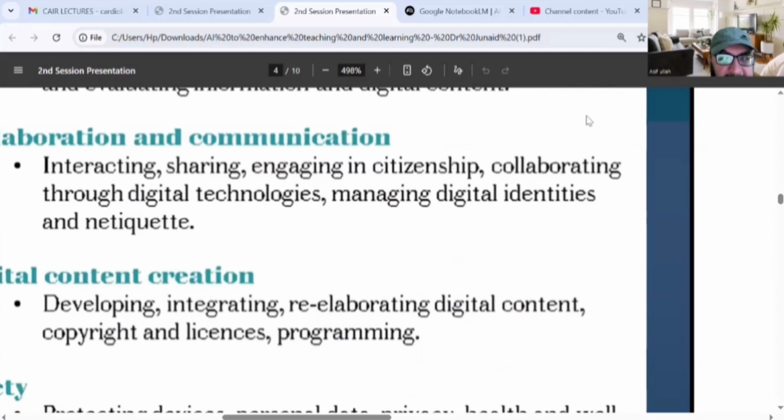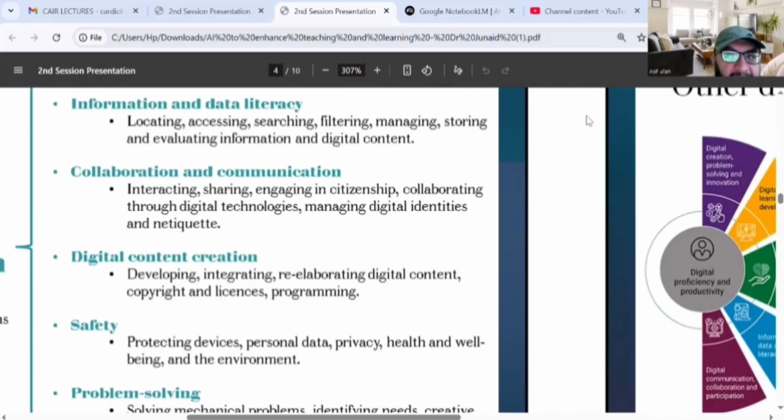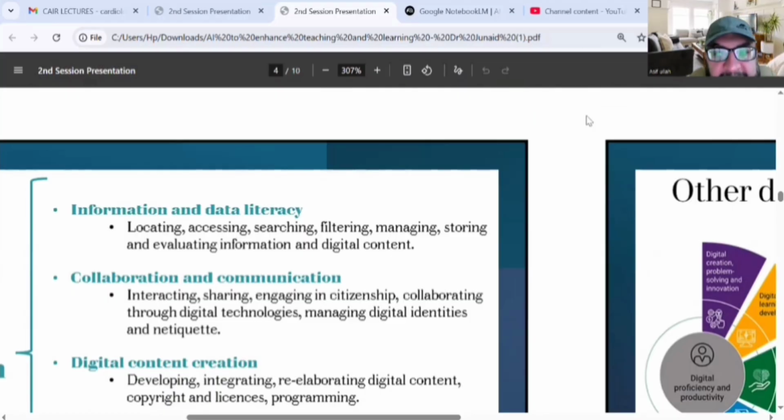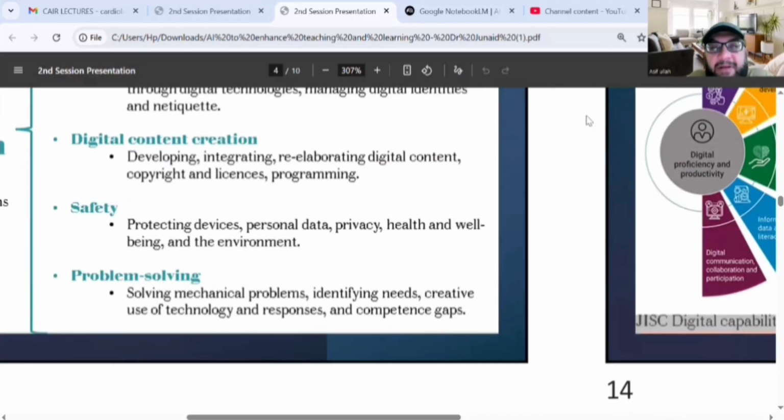Digital citizen. Who is a digital citizen? The digital competence framework for citizens, 2022. Information and data literacy: locating, accessing, searching, filtering, managing, storing, and evaluating information and digital content. Collaboration and communication: interacting, sharing, engaging in citizenship, collaborating through digital technologies, managing digital identities. Digital content creation: developing, integrating, elaborating digital content, copyright and licenses, programming. Safety: protecting devices, personal data, privacy, health and well-being, and the environment. Problem solving: solving technical problems, identifying needs, creative use of technology and responses, and competence gaps.